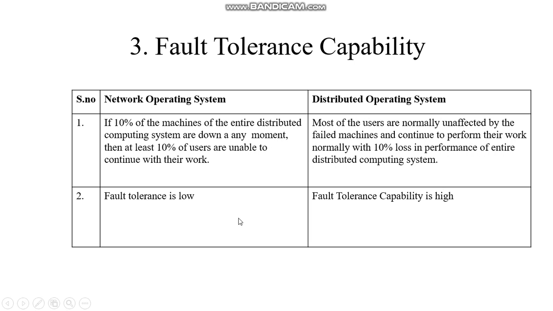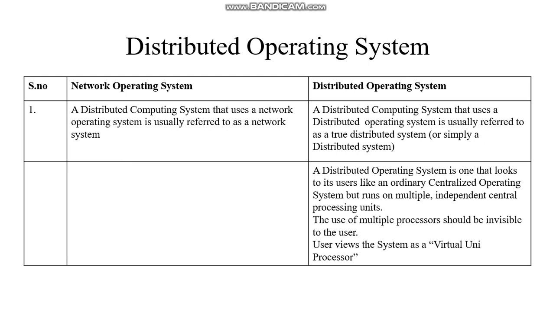The third characteristic is fault tolerance. In a distributed environment with the network operating system, if 10% of the machines are down, then 10% of users are not able to do their work. But for the same problem, with the same 10% of systems down in the distributed operating system environment, all users work normally, with only a 10% loss in performance. So the fault tolerance is low in a network operating system, and the fault tolerance is high in the distributed operating system environment.